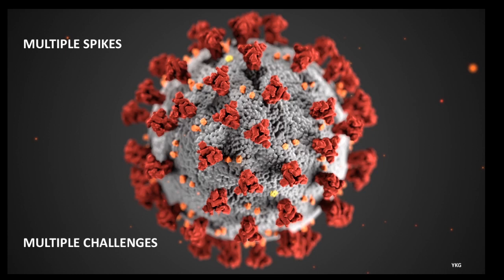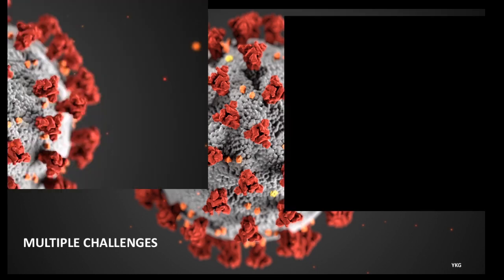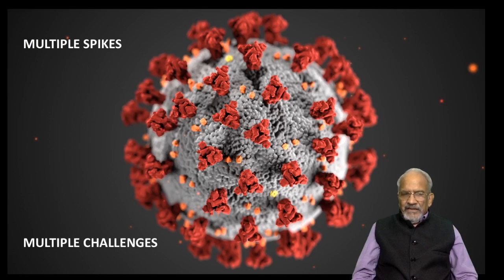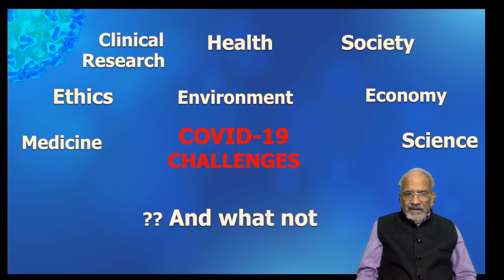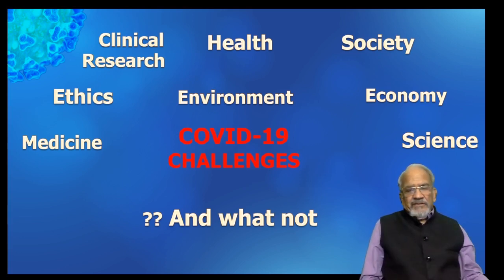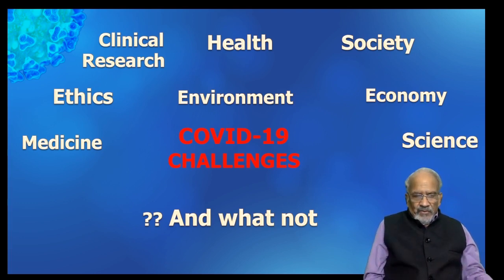You can see here the classical picture of coronavirus, where you see multiple spikes, and these multiple spikes are specific antigenic proteins. This also indicates multiple challenges, starting from diagnosis to prophylactic management and also the treatment. And this also involves a lot of challenges in clinical research, ethics, health, economics. Challenges of COVID-19 are multifold, as I mentioned.